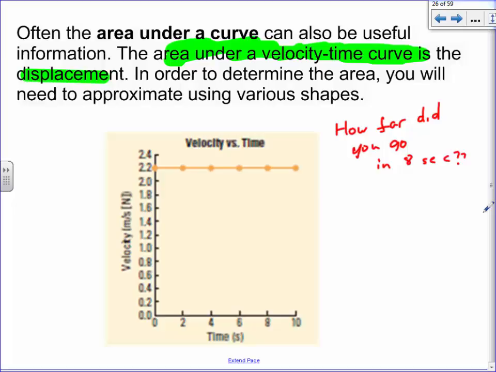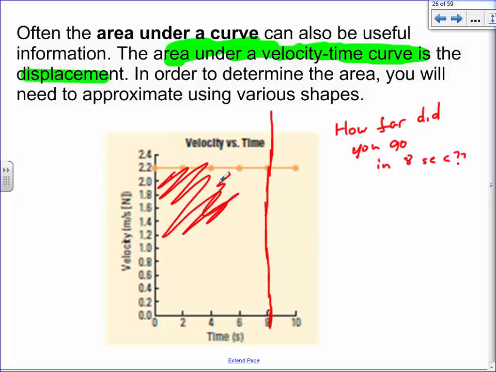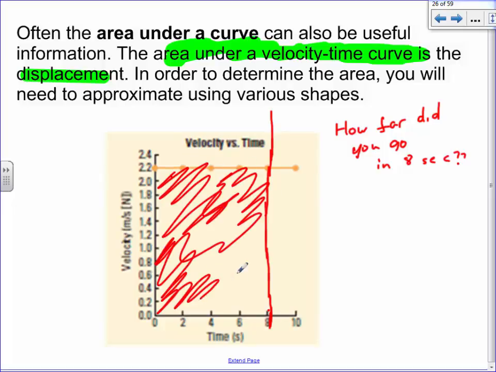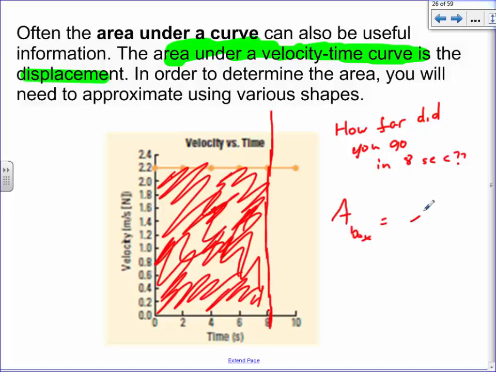So for this question right here, what you have to do is make a geometric shape out of this. See how 8 seconds is right here? I'm just going to draw a line straight up at the 8-second mark, and it's going to create a box. You can see the box that I'm coloring in here. What's the area of a box? What's the formula for that? If the area of a box is length times width, we just need to know what those numbers are. So what is the length of this box?